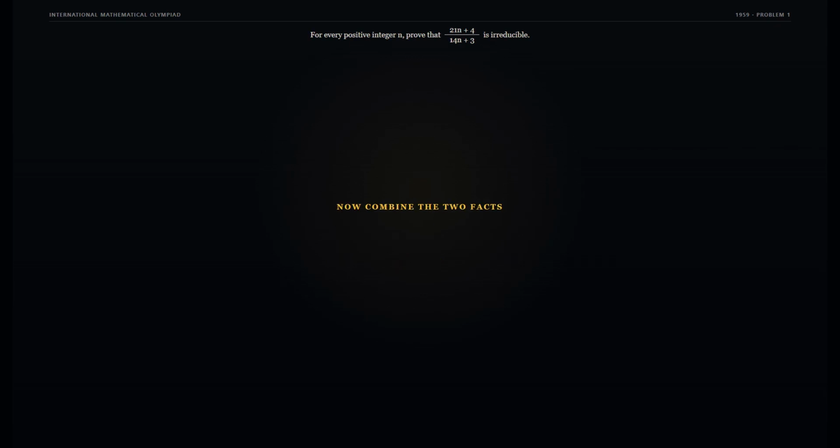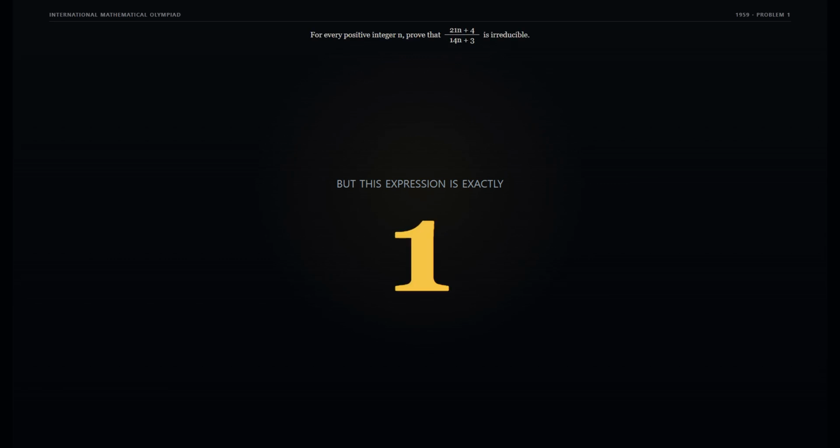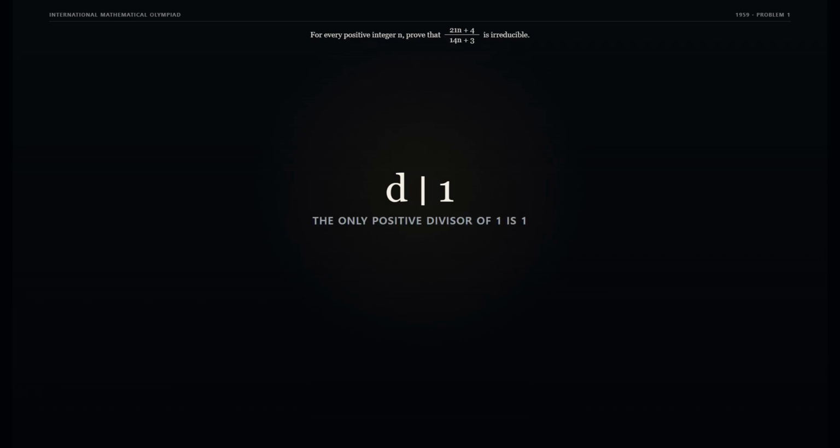Now, combine the two facts. d divides 14n + 3, and d divides 7n + 1. The number d must divide every integer combination of these two expressions. In particular, it divides (14n + 3) - 2(7n + 1). But this expression is exactly 1. Therefore, d divides 1. The only positive divisor of 1 is 1 itself, so d = 1.